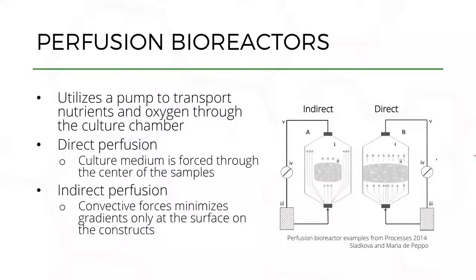Another really common bioreactor for tissue engineering is the perfusion bioreactor. And here you can see two basic configurations. Here, obviously, we're utilizing a pump to transport nutrients and oxygen through the culture chamber. And there are two basic setups: the direct perfusion, where the media is forced through the samples into the center, versus the indirect perfusion system, where the convective forces are minimized around the surfaces of the constructs, because the fluid will flow across the path of minimal resistance.